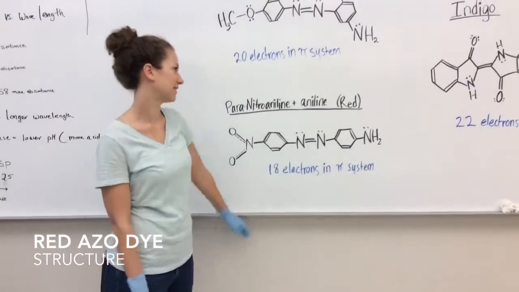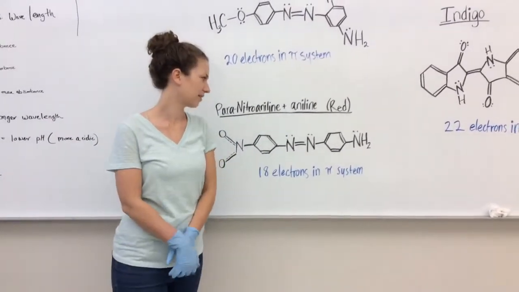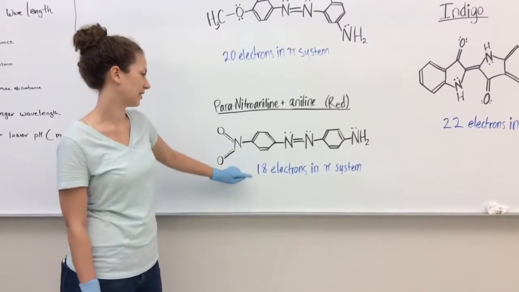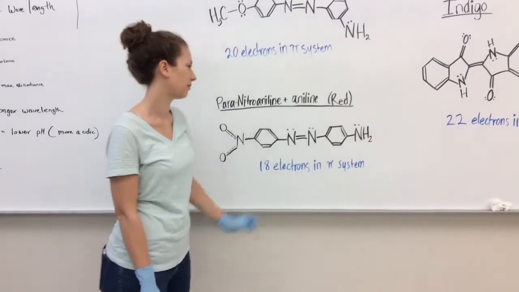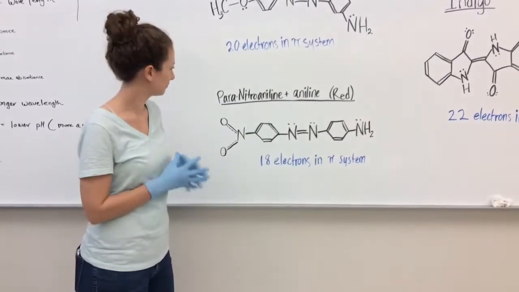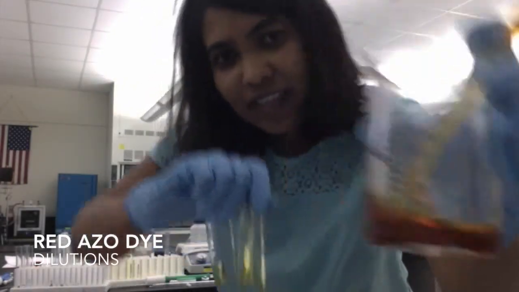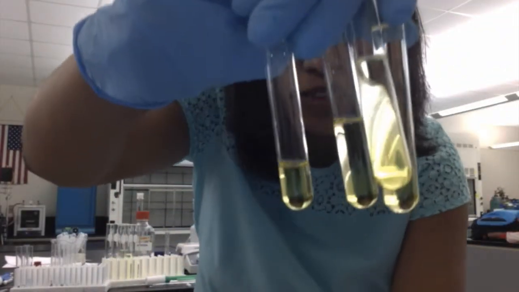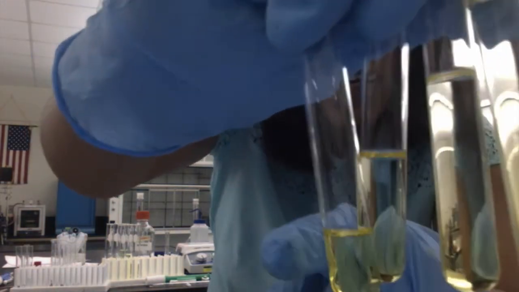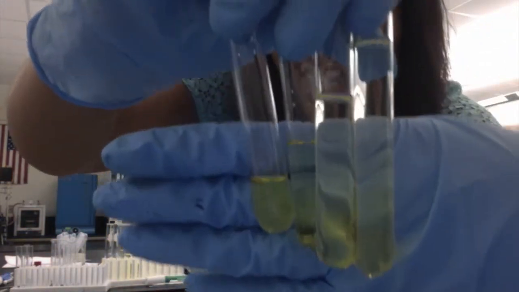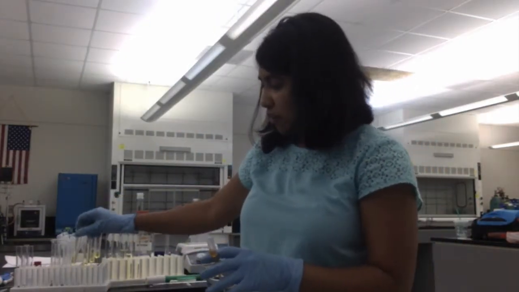Alright, so this is our red azo dye that we're working with. And it actually has 18 electrons and it's not very expensive. Hi, so this is the red azo dye. We did a serial dilution for this one. You can see that the lowest concentration is this one and the highest is this one. It's the darkest. We had to use acetone to dissolve it because it's not dissolving in water.